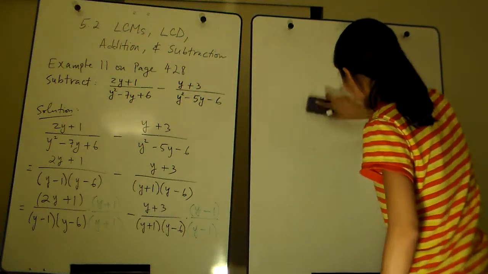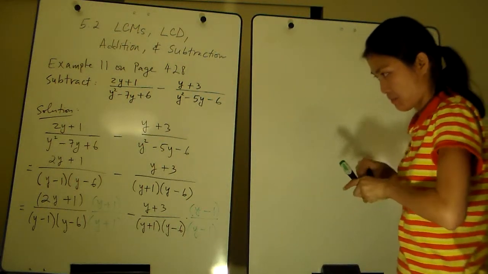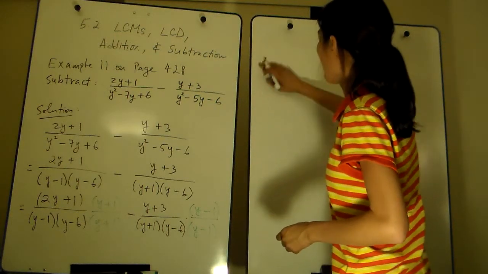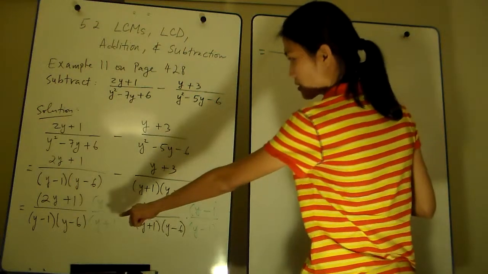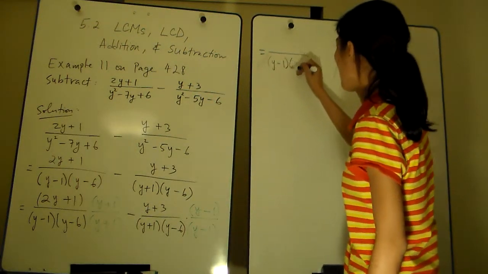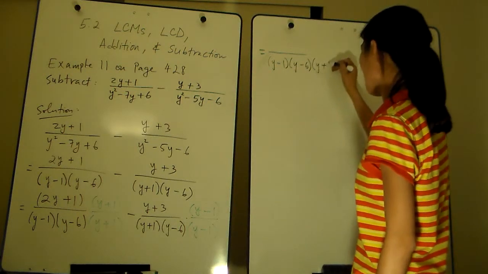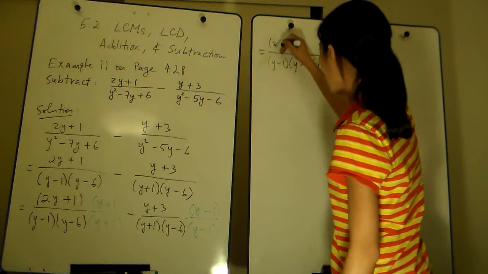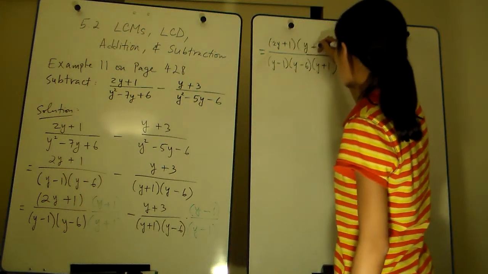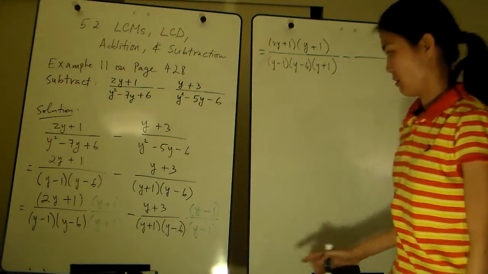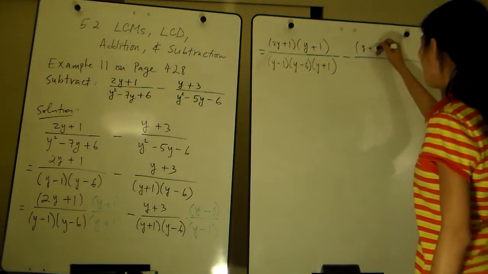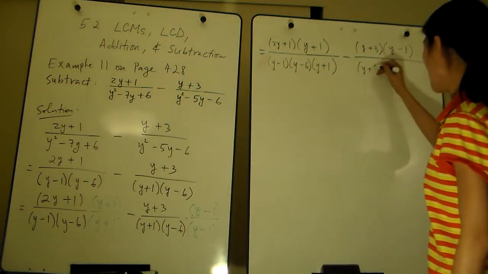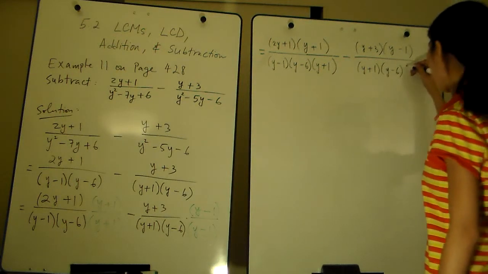Make space. Okay. Now let's simplify as much as we can. So we have, equal, here, the first fraction, y minus 1, y minus 6 times y plus 1. We multiply numerator with numerator, denominator with denominator. And same thing here, numerator with numerator: 2y plus 1 times y plus 1, subtract. You multiply numerator with numerator, you have y plus 3 times y minus 1. You multiply denominator with denominator, you get y plus 1 times y minus 6 times y minus 1.